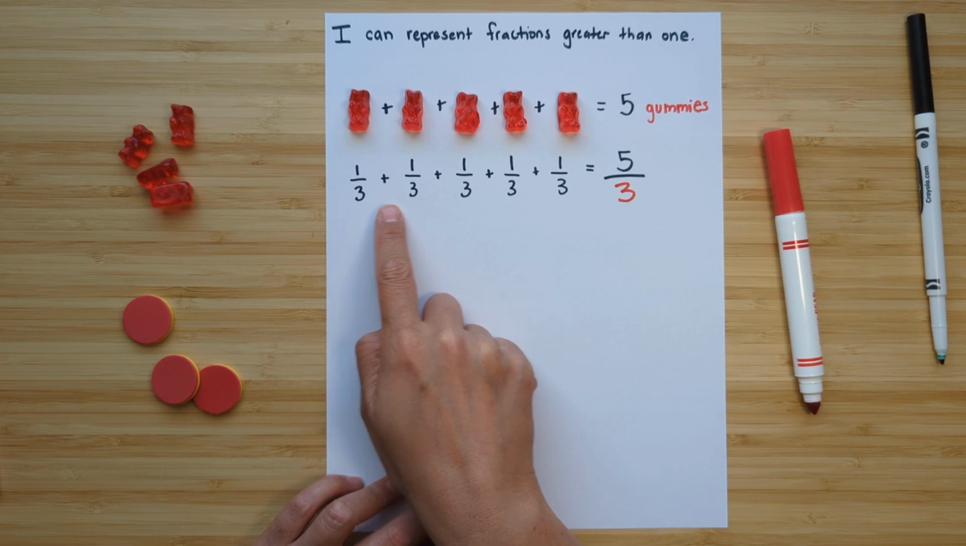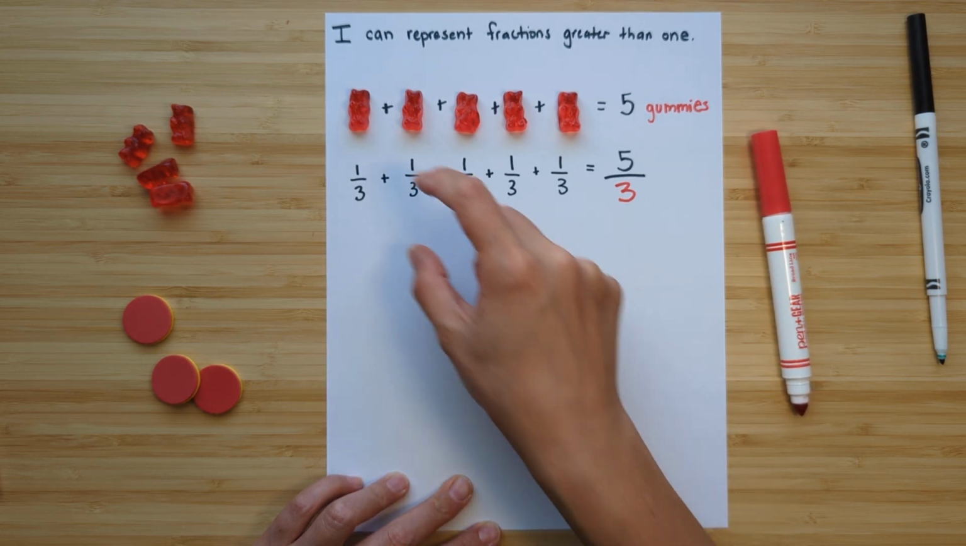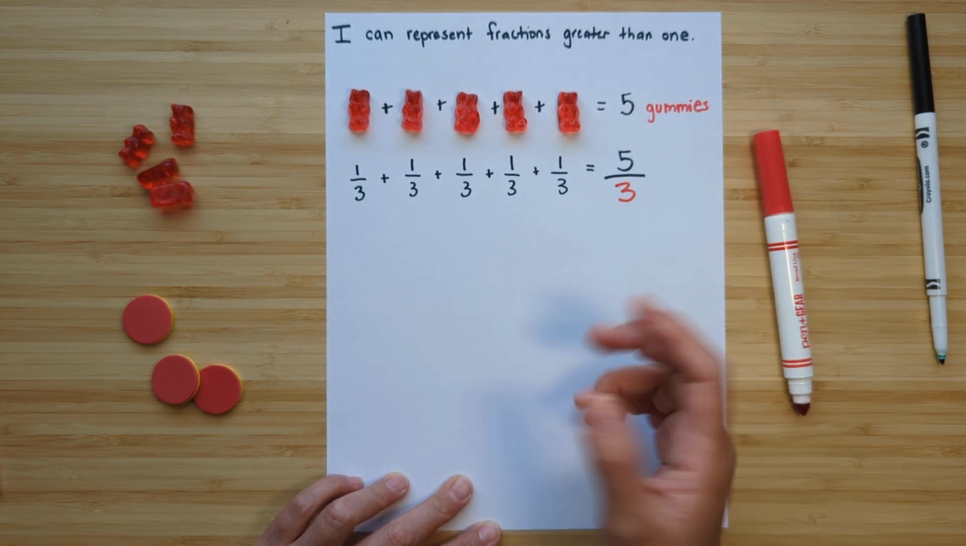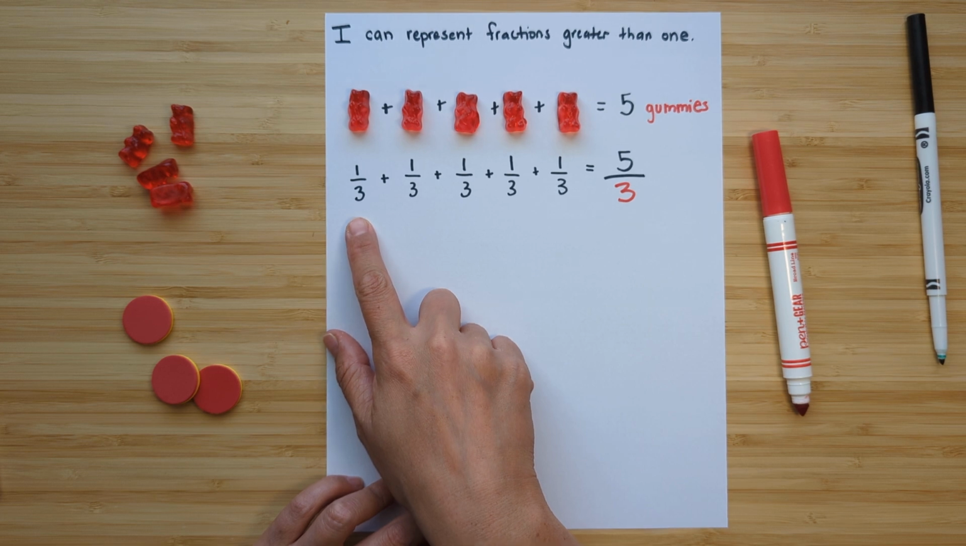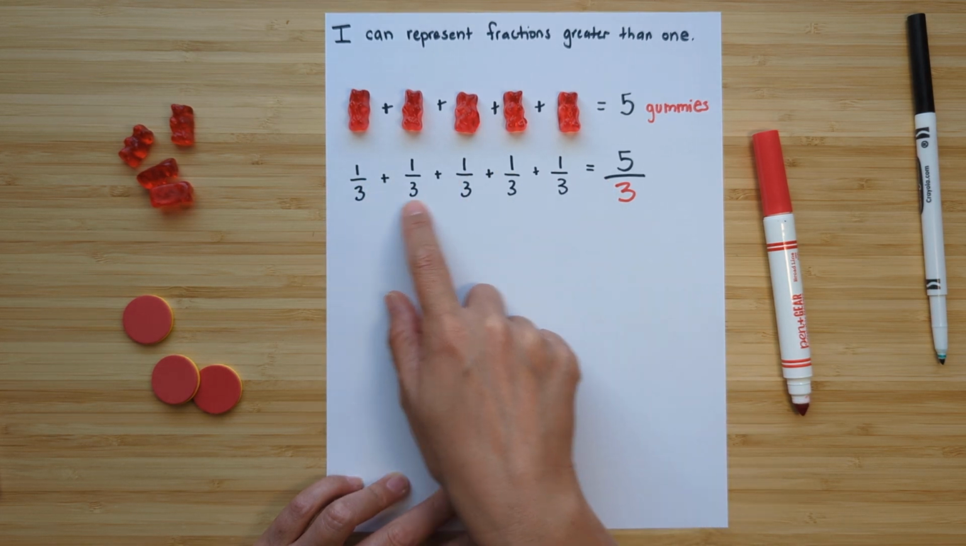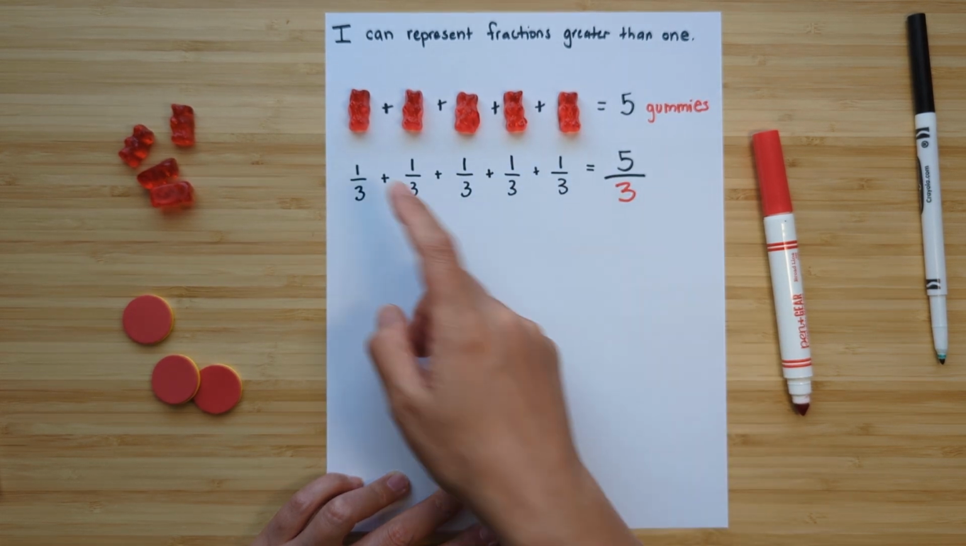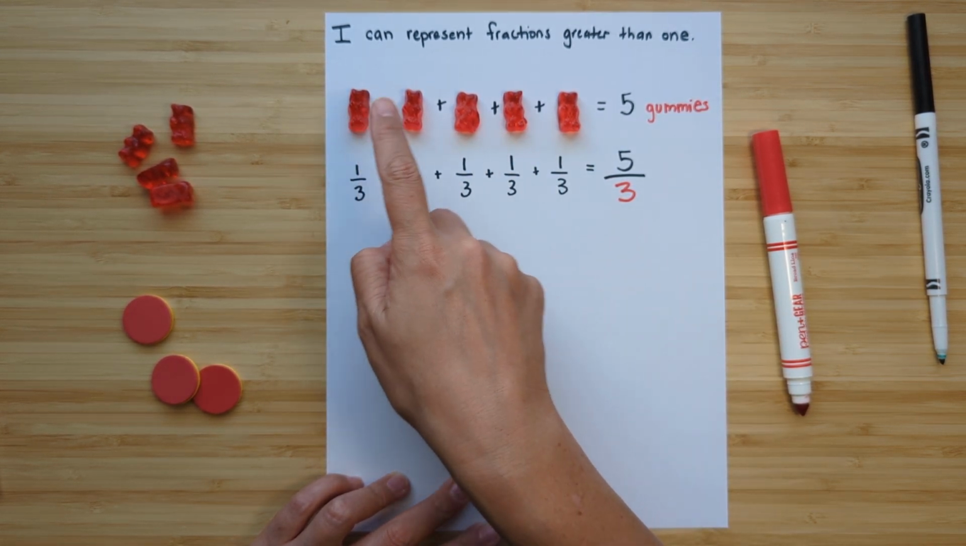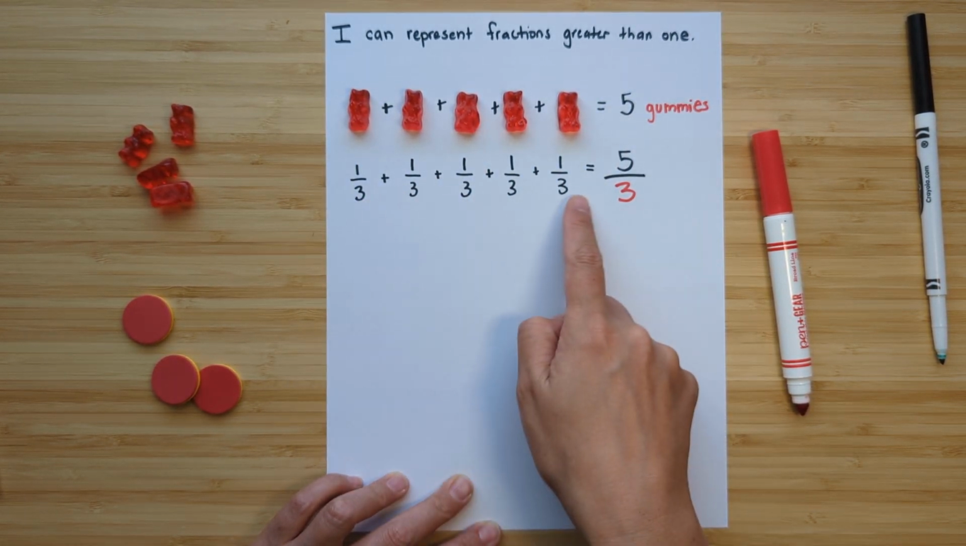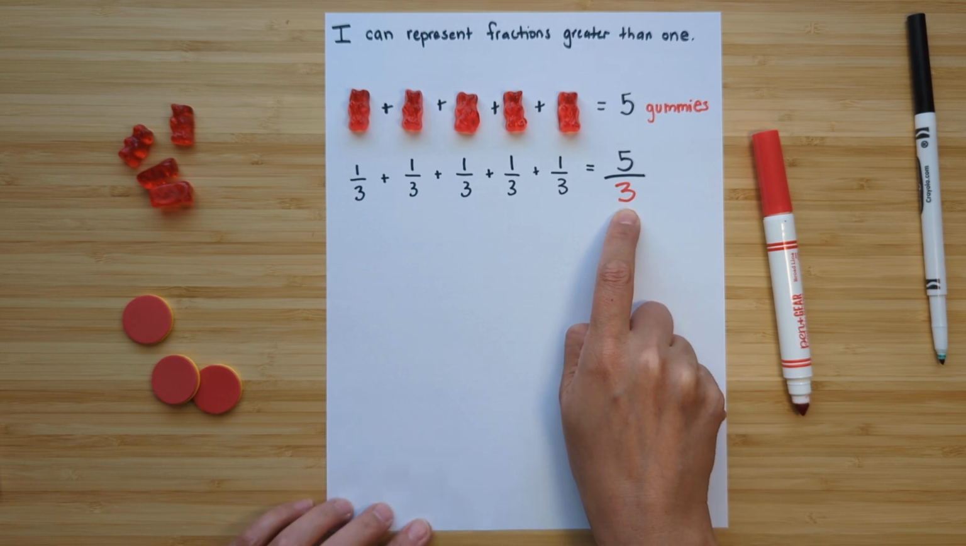Okay, so think of these thirds or these fractions as like its own identity. It's really easy to confuse adding the numerators at the top and then adding the denominators. But I want you to think of the fractions as their own identities, kind of like how these gummies are gummies, right? Five gummies. This is 5/3.